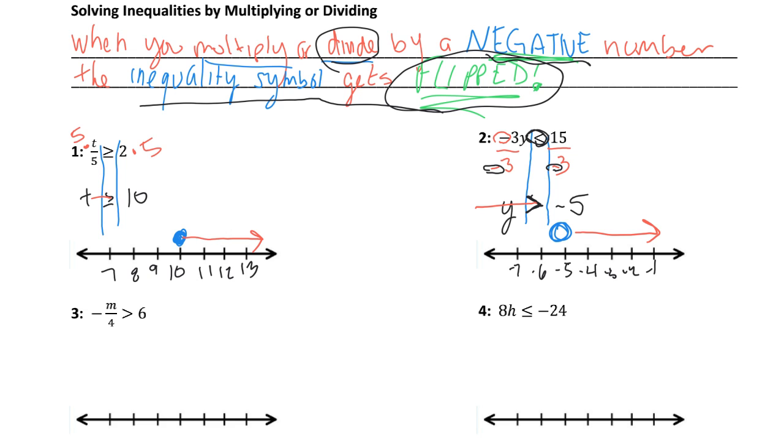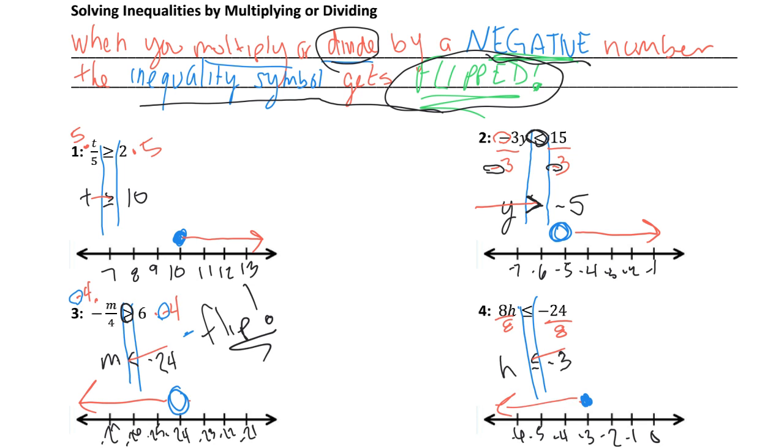All right, I want you to try 3 and 4. So do 3 and 4 and see what you get. Okay, so hopefully for number 3, you knew that you had to flip it because you were multiplying by that negative 4 on both sides. Then open circle going to the left.